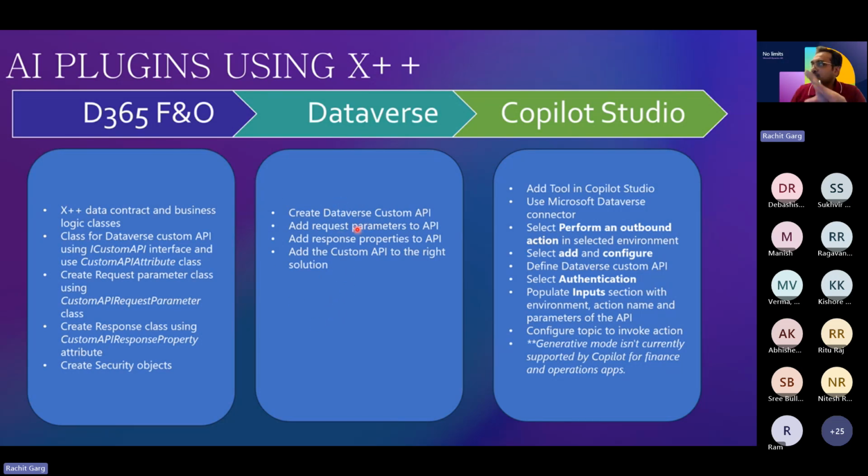Once you have done this, you go to Copilot Studio and add a new tool. You select the Microsoft Dataverse connector, select perform an outbound action, and then click add. You add your API and define the input and output. So this is still a bit of configuration which needs to be done if you have to expose your AI plugin in Copilot Studio.